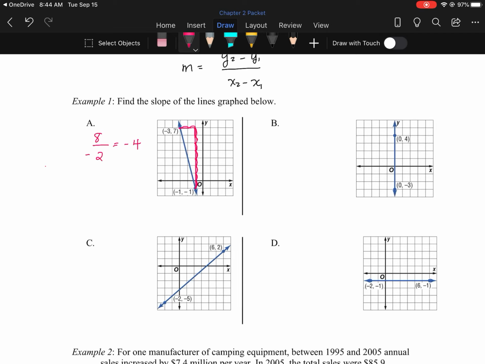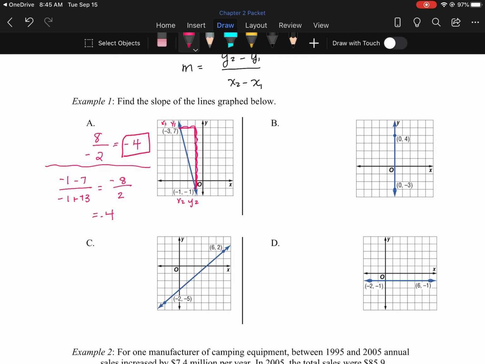If I were to use the ordered pairs, I would call this x sub 1, y sub 1, x sub 2, y sub 2. I would do negative 1 minus 7 all over negative 1 minus a negative 3. I would get a negative 8 in the numerator, a positive 2 in the denominator, and we still end up getting negative 4 as our slope. So that's just a little refresher on how to find the slope using rise over run in your diagram and how to find slope using 2 points.